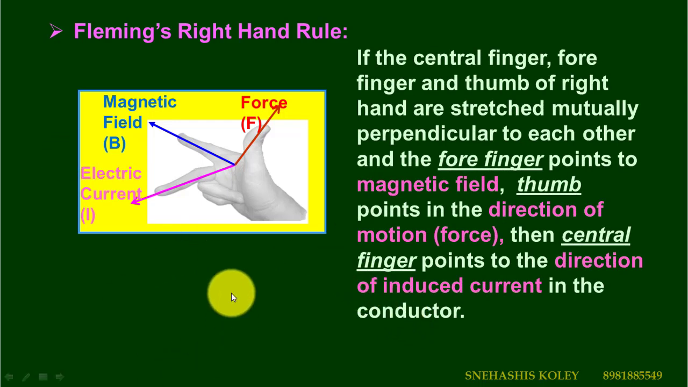If we place our three fingers in mutually perpendicular directions, then our forefinger points in the direction of the magnetic field, our thumb will point in the direction of the force or the moving charges, and the middle finger will represent the direction of the induced current in the conductor.